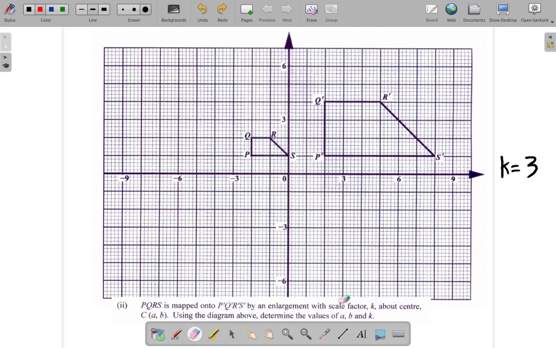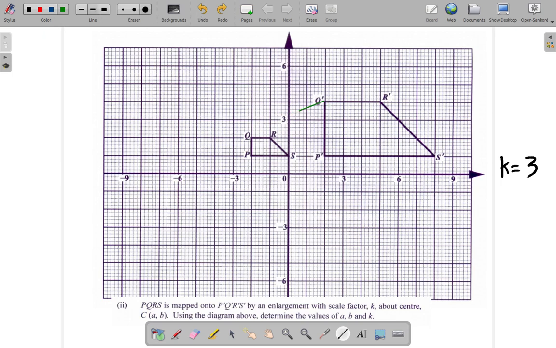Now what else do they say? The center C is located at AB. So the center of enlargement is at AB. How do you do that? You project a line from a point on the image back to the point on the object, and I end up somewhere about here. This line is a bit thick. I want a thinner line. Let's use a different color too. All right.